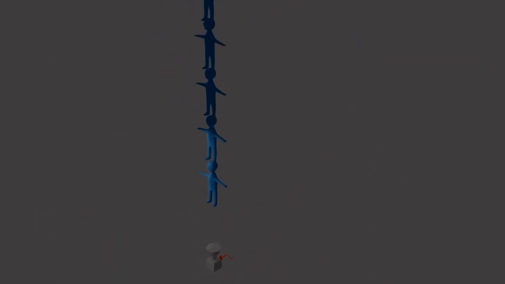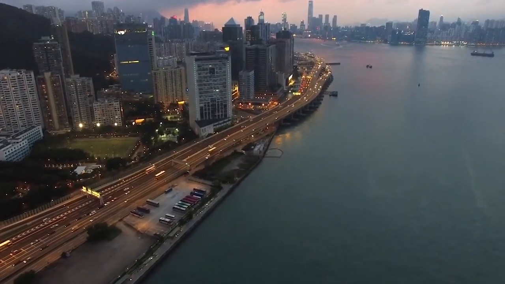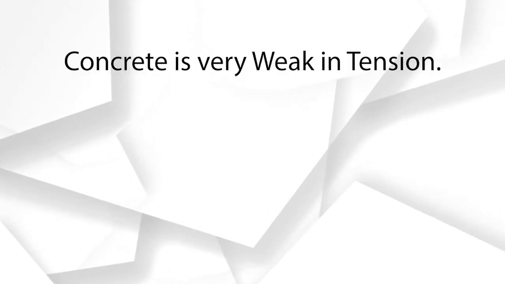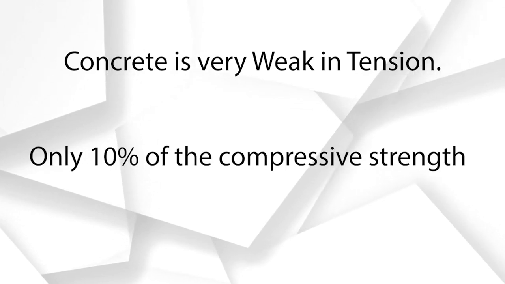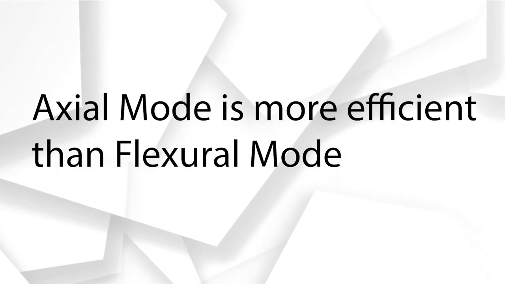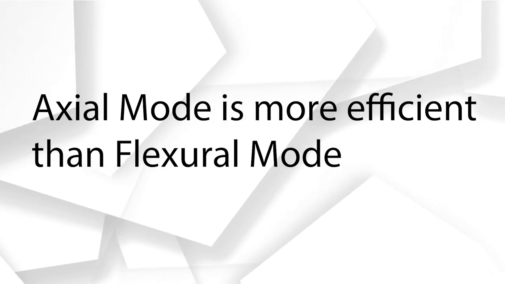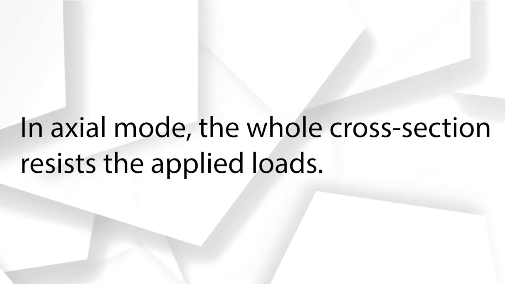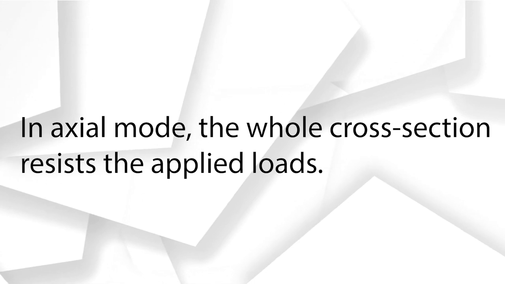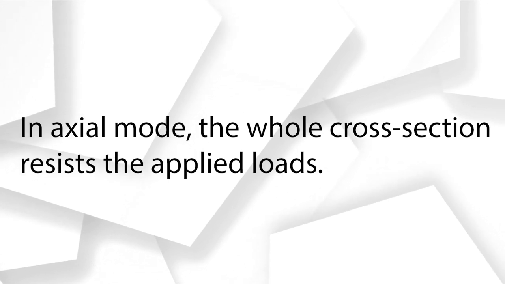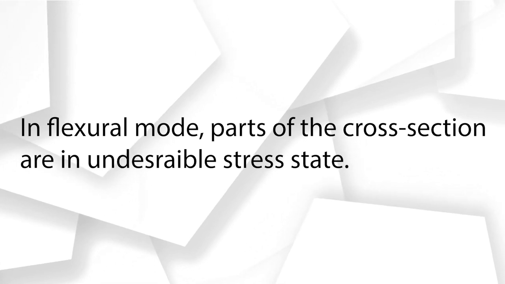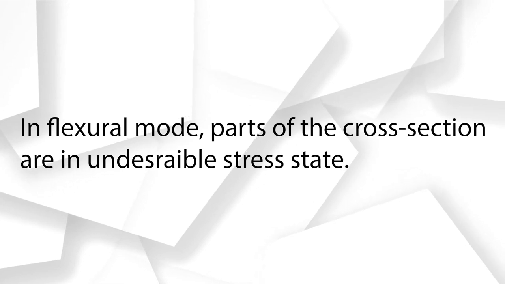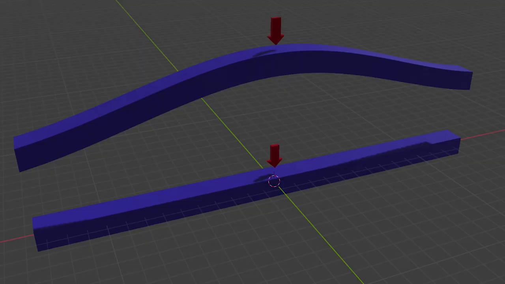When we are applying a load on a structure, let's say it's made of concrete, we know for sure that concrete is strong in compression and weak in tension. Hence, we can intuitively find that if we want to build a structure that spans a distance L, then it is more efficient to use axial mode than to use flexure mode. This is because in axial loading, the whole cross section is involved in resisting the load. On the other hand, in flexure mode, some part of the cross sectional area experiences a low stress state or even an undesirable stress state such as tension in the case of concrete.